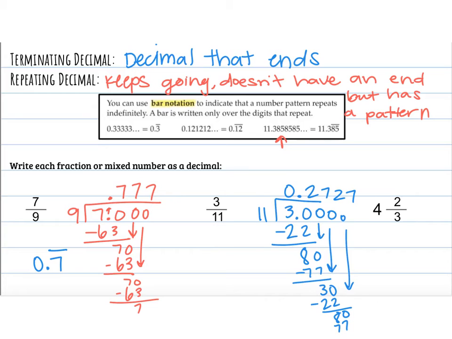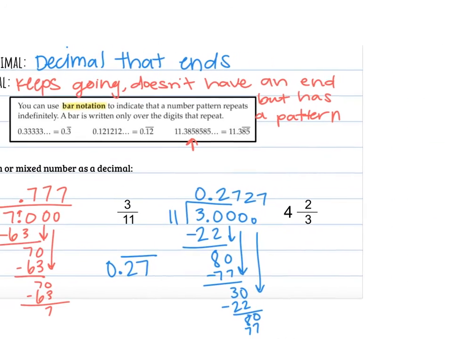Okay, the 7 keeps repeating, so I would write that as 27 hundredths, bar notation over both the 2 and the 7 because both parts are repeated. So I don't have to keep dividing forever, just until I notice that there's a pattern and stuff is repeating.